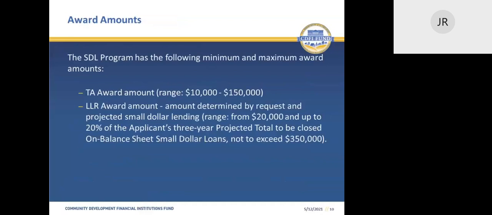The award amounts are as noted here. So for a TA award, the range is from $10,000 to $150,000. And if you're interested in a loan loss reserve award, the amount is going to be determined based on your projected small dollar lending over a 3-year period. And the range is $20,000 up to 20% of the applicant's, again, projected 3-year small dollar loans to be closed over a 3-year period, not to exceed $350,000.